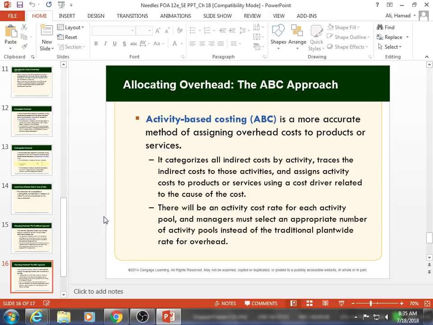Now you have the ABC approach. That's more accurate. ABC means activity-based costing. It's much better than the traditional approach. You divide the place into different activities, and then each activity gets a rate. So you may have several rates depending on how many activities you have in your workplace.